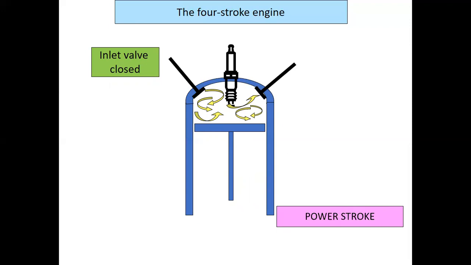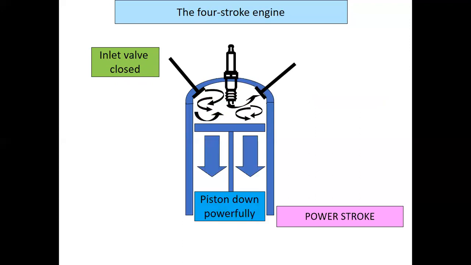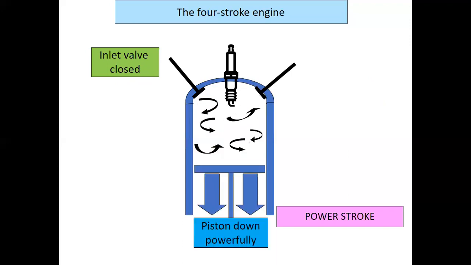After that, we have the power stroke. At the end of the compression stroke, we have ignition by the spark, which is called a bang. During this ignition, the piston is suddenly thrown down, forced down powerfully, where the piston is moving like this.